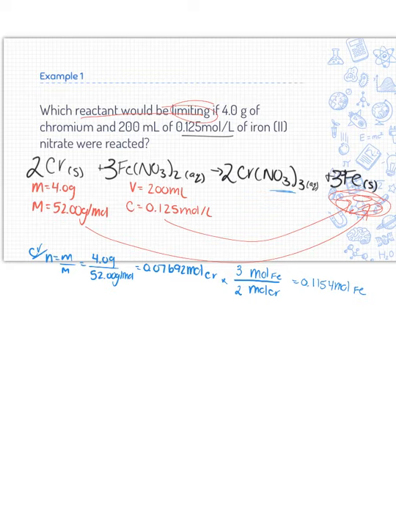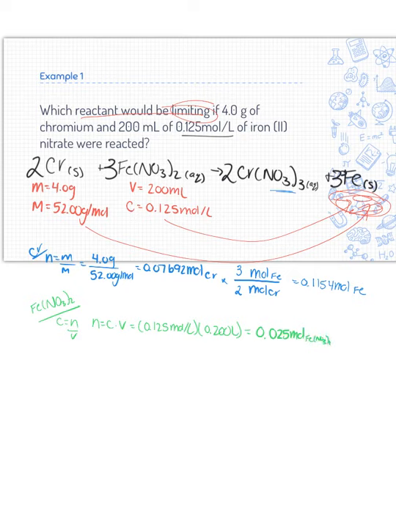Now we're going to do the exact same thing, but with iron 2 nitrate. So this time we're using c equals n over V to find moles. So n is equal to c times V, which is equal to 0.125 moles per liter times 0.200 liters. And this gives us 0.025 moles, and that's of iron 2 nitrate.